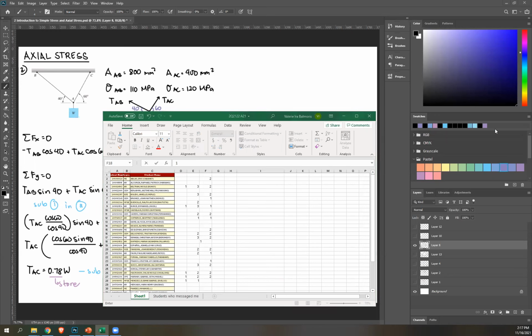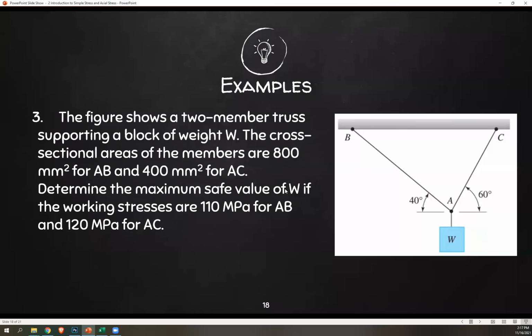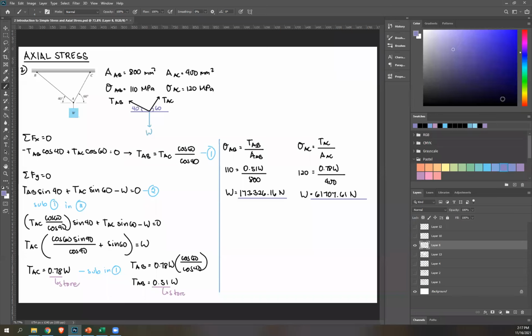Lafredo. Okay, if you use the entire 0.78 something something, you should get 61,707.61 Newton. And again, that's not our final answer yet. That's just a possible answer. So now the question is, what is the maximum safe value of W? We have two answers because we have two given stresses. So what should be our final answer?